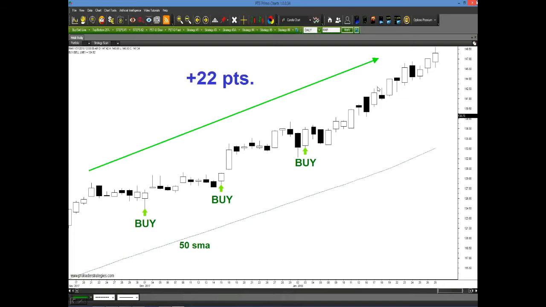Once again, it's up to you. If you wanted to take 1 point and get out, that's great. It's your choice, not ours. If you wanted to take 10 points, it's up to you. You are in charge of your trading, not us.